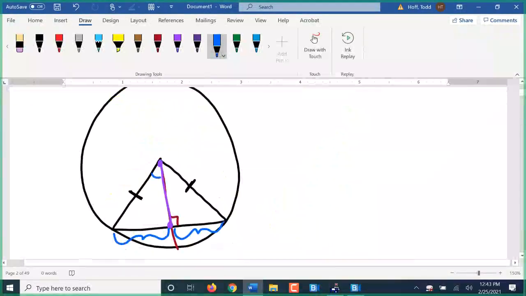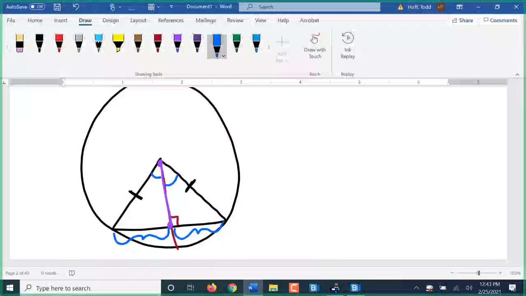And of course, we also know that it cuts this angle in half. For right now, that's not going to be terribly important to us. But as we go to find areas of certain features, that'll allow us to turn different triangles into right triangles so that we can apply our trig to them.